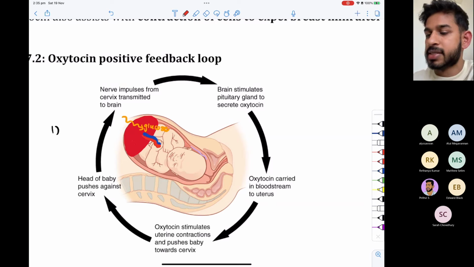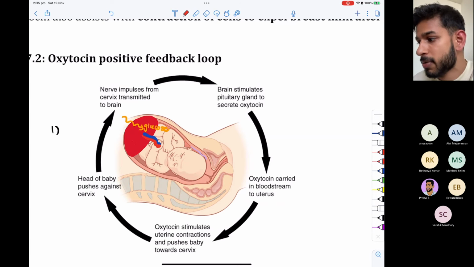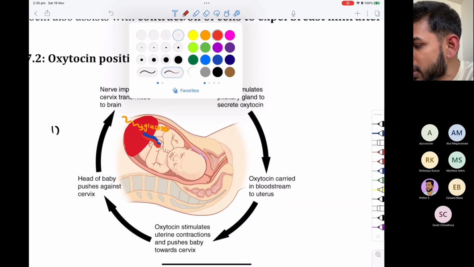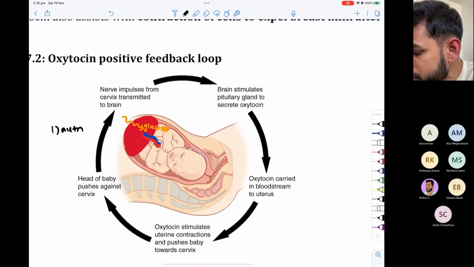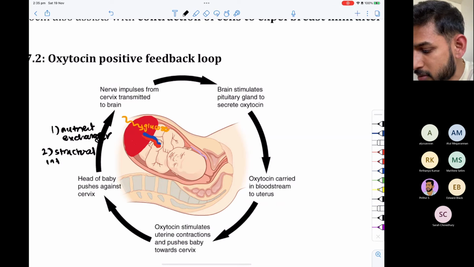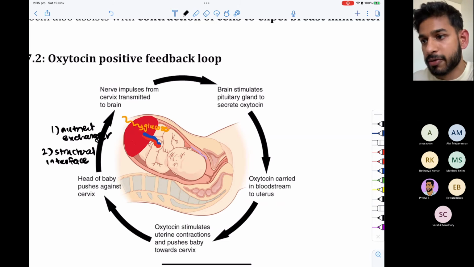So very important to understand the placenta is a nutrient exchanger. It never allows, it's an interface. It never allows mother and fetal blood to combine, okay? So I'll be writing all this down for you guys. So number one, it's a nutrient exchanger. And the main nutrient I want you all to mention is glucose. It serves as a structural interface, meaning it's physically separating maternal and fetal blood.